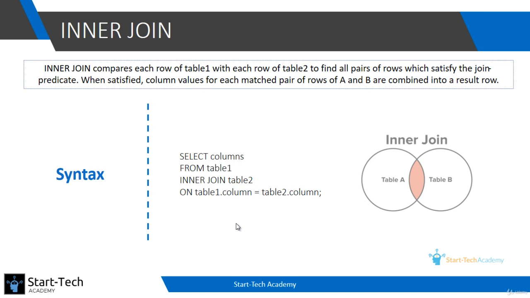Let us look at the syntax of this inner join. We will provide the column names in the select from table 1. Then we will write inner join table 2, and then we will give the condition, the join predicate, which will start with on table 1 dot the column which we have to match with table 2 column. When we are specifying the columns also, since there are two tables involved, we'll need to specify the table also, then the column name. Let us look at this from the example.